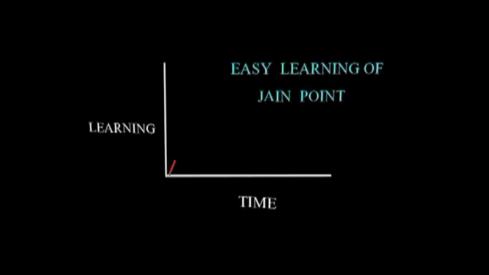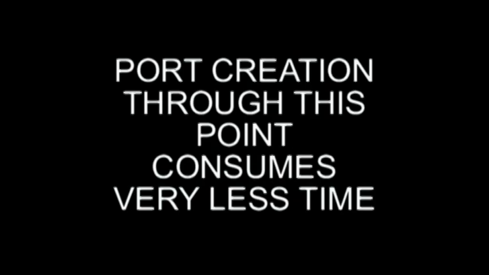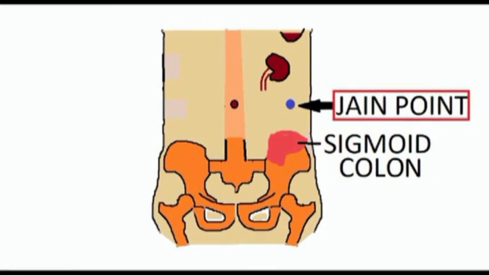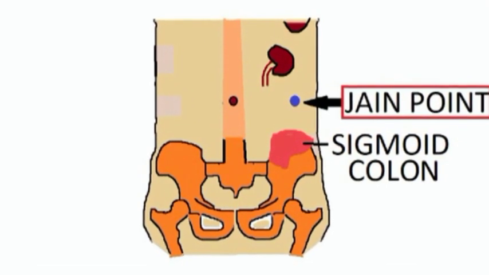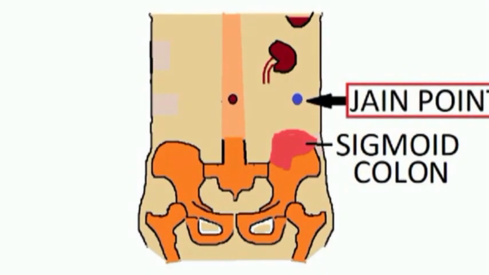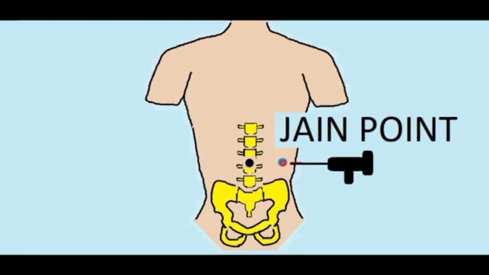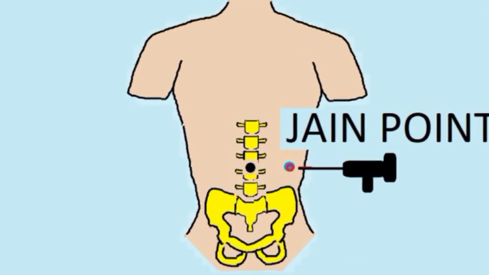Jain point is easy to create. The learning curve for Jain point is a steep curve. Port creation through this point consumes very less time. Even in distended sigmoid colon, adherent to pelvis, is far away from Jain point, and so is the spleen and lower pole of left kidney. In nutshell, Jain point is the most suitable entry point in laparoscopic surgery where adhesions are suspected.